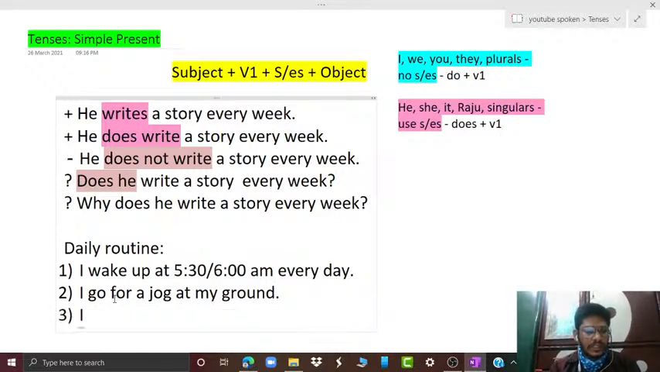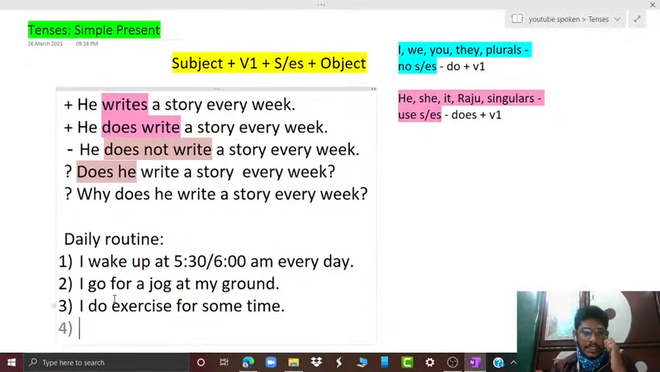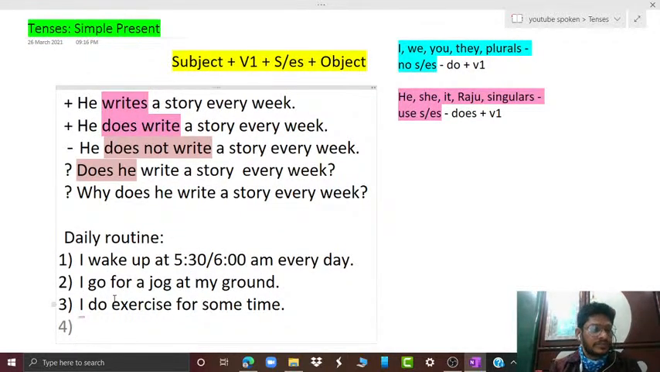Next, after that, I do exercise for some time. Then I get ready. I come back to home. I am using different verbs. I come back. I did not add s or es anywhere. So you may also type your daily routine all together. Don't write one sentence. Write your complete routine from morning till evening. Those who are writing their full routine, I will read those full sentences.